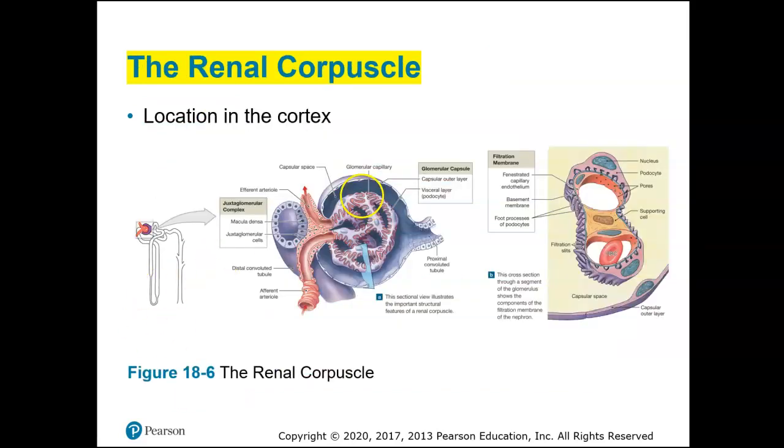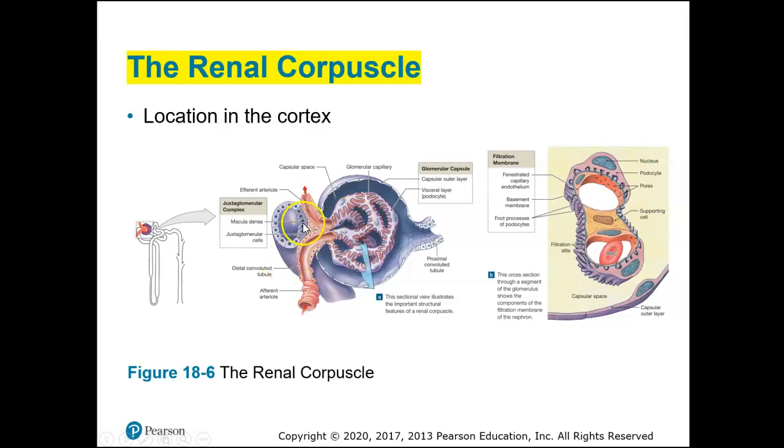So here is the renal corpuscle, and you can see where the afferent arteriole enters and where the efferent arteriole leaves. You can see the lining of the Bowman's capsule is tightly attached to the capillaries, and where they connect, the endothelial lining of the capillaries and then the lining of the Bowman's capsule, is called the filtration membrane.